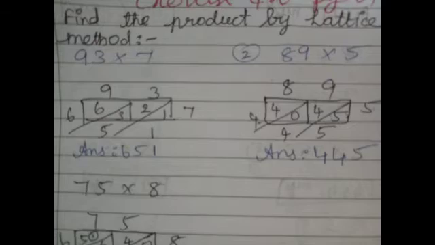Next, start the multiplication from the ones place. 9 5s are 45. 5 in one box, 4 in the other box. Next, 8 5s are 40. 4 in one box, 0 in the other box. Now you can do the addition. Start from right to left, diagonal-wise. First diagonal we have 5. Second diagonal, 0 plus 4 is 4. Third diagonal, 4. So 89 multiplied by 5, the answer is 445.